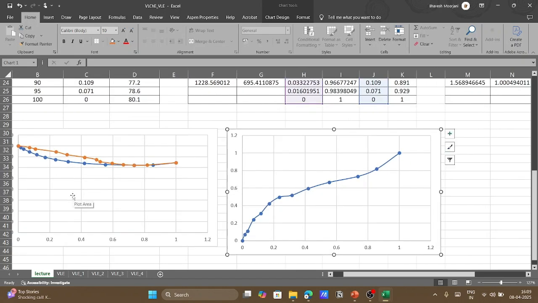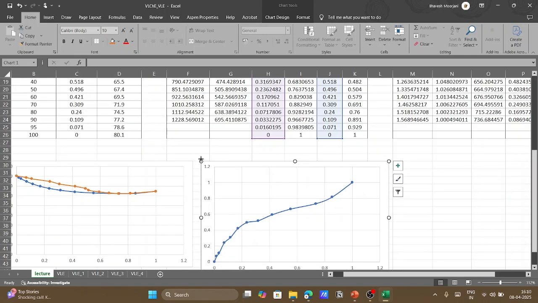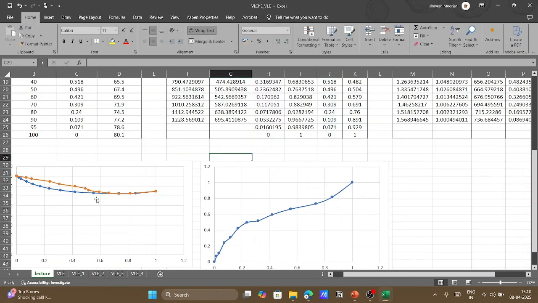But if we are at a lower composition, if the mole fraction of A is less than 0.6, in that case we can achieve the separation of A and B, right? So this is one basic example. We computed the Yx and Txy plot.